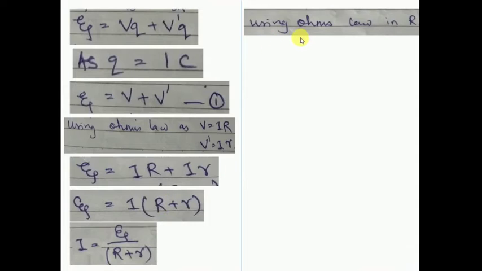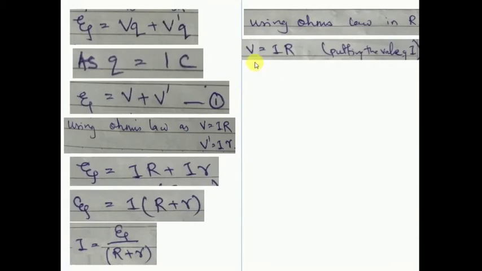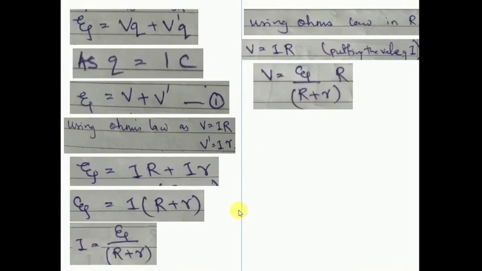So using Ohm's law in R again, V is equal to IR. I'm using Ohm's law in the external circuit, external resistance R. So I can write V is equal to IR, and I can put the value of current now. Putting the value of current from here, V is equal to EMF by the sum of resistance, into resistance.